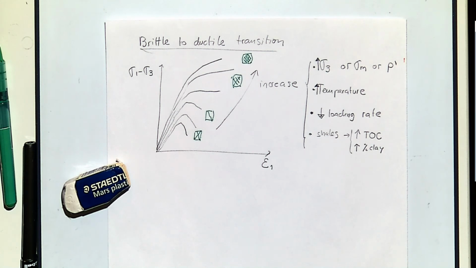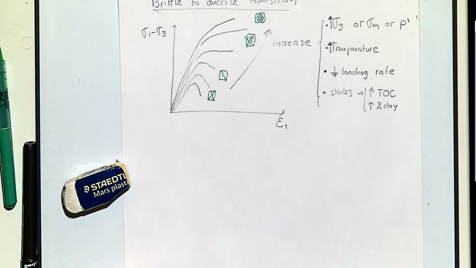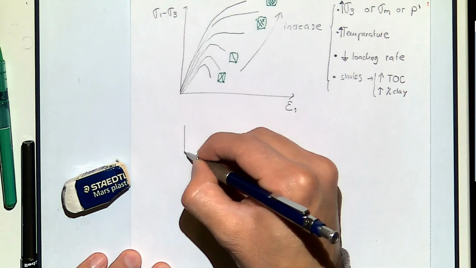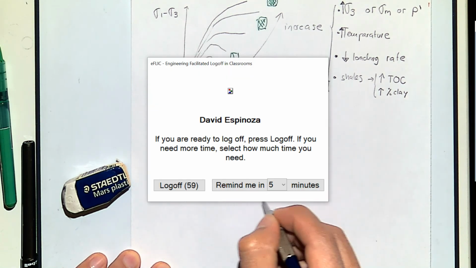And another one which is not very obvious, and I'm going to put it separately here, but also important, is length scale.